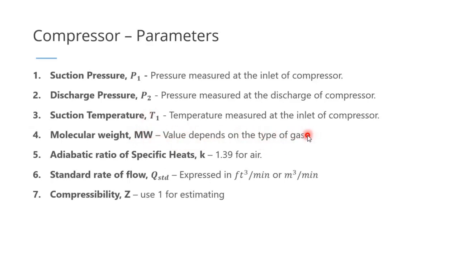So for air, it is 30.5. Adiabatic ratio for specific heats, K. So this is 1.39 for air. Now we have a standard rate of flow. So usually given naman ito. So QSTD, expressed in cubic feet per minute or cubic meter per minute. Minsan gumagamit din ng compressibility, Z. So use 1 pag hindi given or for estimating.